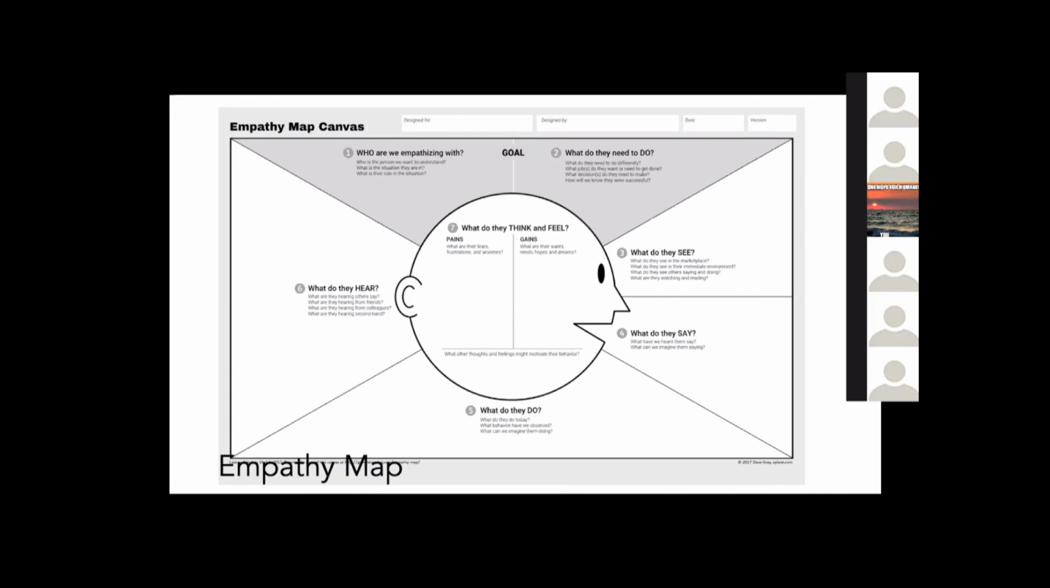Then you go on: what do they see? What kind of solutions are already out there? How do they interact visually with their surroundings? And then number 4: what do they say? This could be a connection to interviews, for example. And then what could be interesting: what do they do? Are there any contradictions between what they say and what they do, for example?